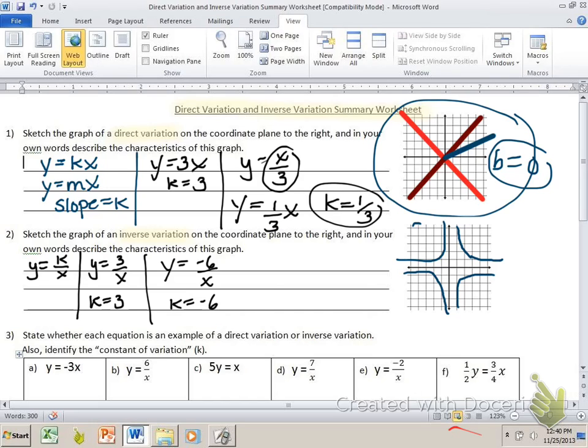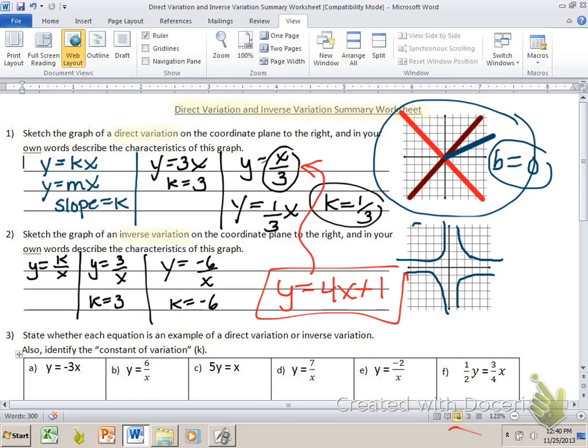Okay, so hopefully you have a better idea of what an inverse variation is and what a direct variation is. One thing I did want you to notice, especially for the direct variation, is that your b is a 0. Okay, so your y-intercept is a 0. So if you ever get an equation that says y is equal to 4x plus 1, this cannot be a direct variation, okay, because it does not cross through the origin, it crosses through 1.